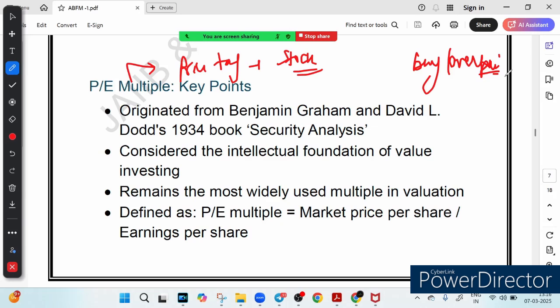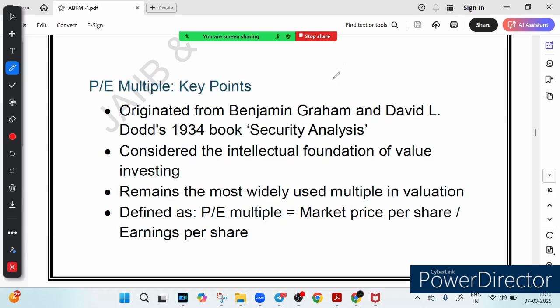Now the first question is, from where did this PE ratio come from, right? What is the origination point? How does it originate? Let's go into history. So the PE ratio is not just another finance buzzword. It has been around for nearly a century. It was first introduced in 1934 by two legendary investors, Benjamin Graham and David L. Dodd, in their book called Security Analysis.